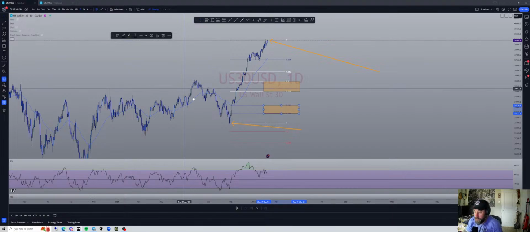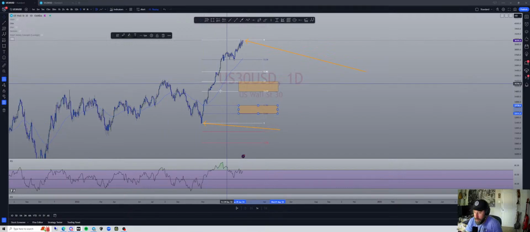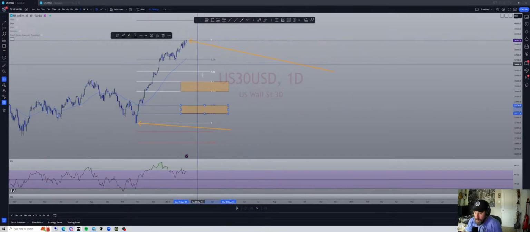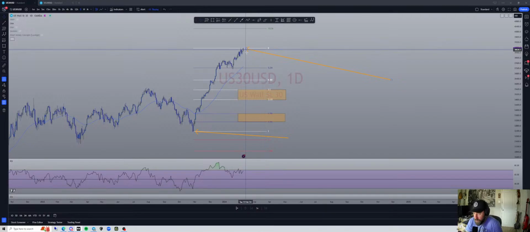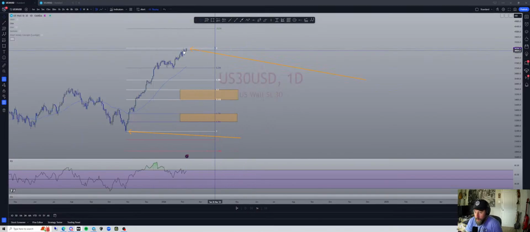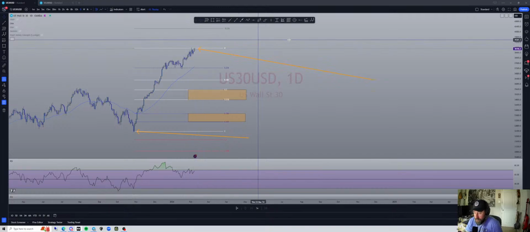Here we are, we're building a plan. We can see that we're miles away from that, and we need to get down to this area. So what are we going to do? Well, we can start to look for sells, but we need to figure out where.